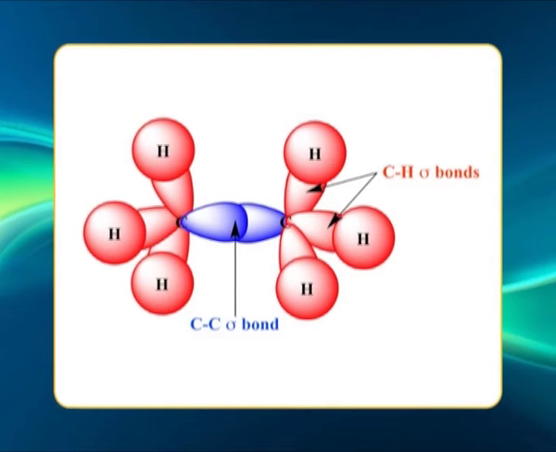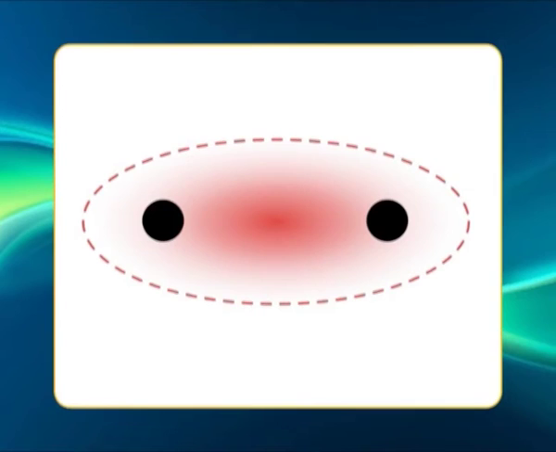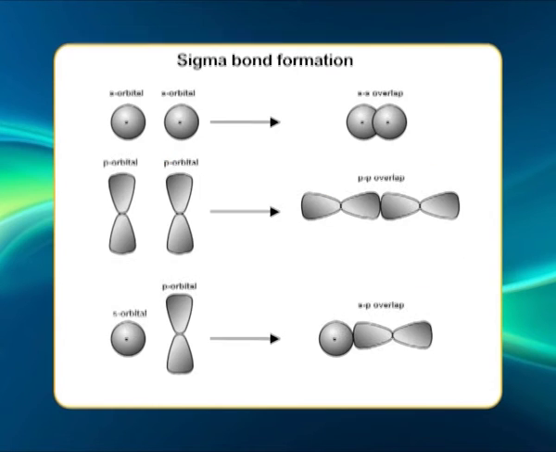The covalent bond formed due to overlapping of atomic orbitals along the internuclear axis is called sigma bond. It is stronger bond and cylindrically symmetrical. The electron density is in between the two atoms in a sigma bond. Depending on the type of orbitals overlapping, the sigma bond is divided into different types.